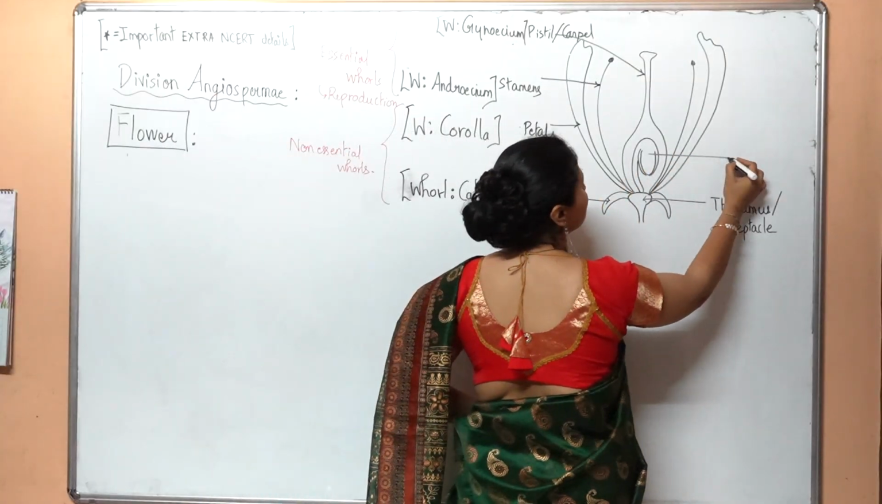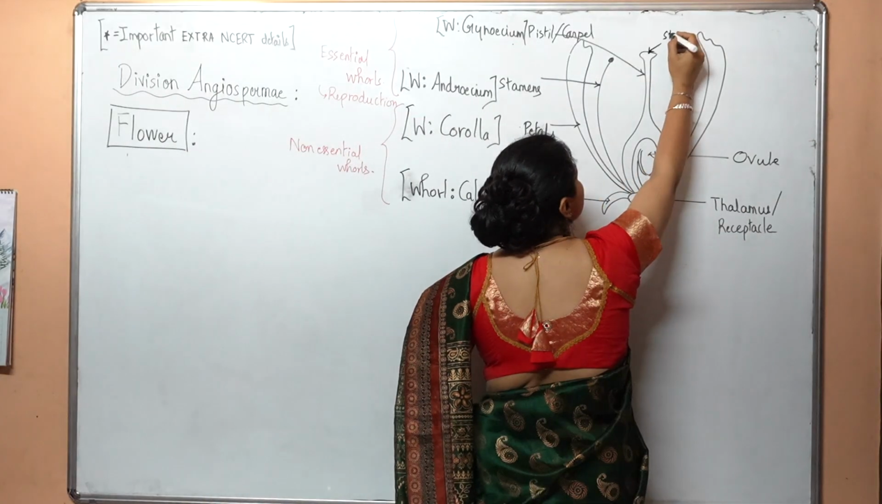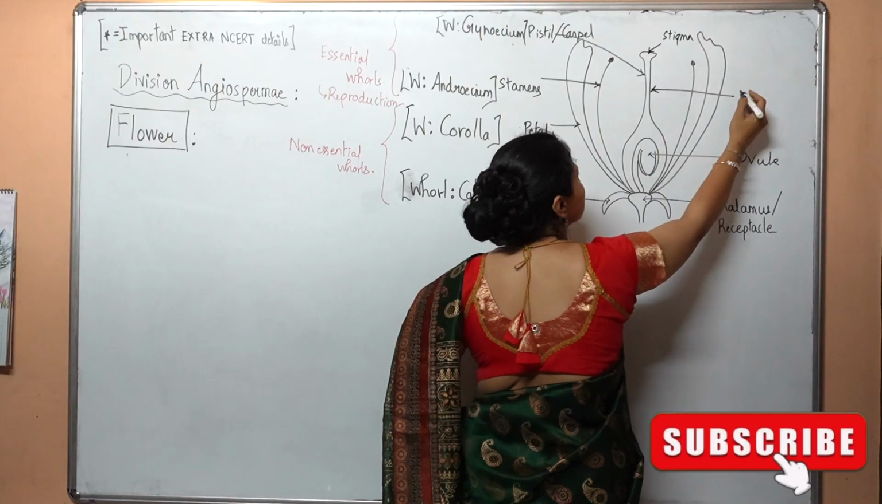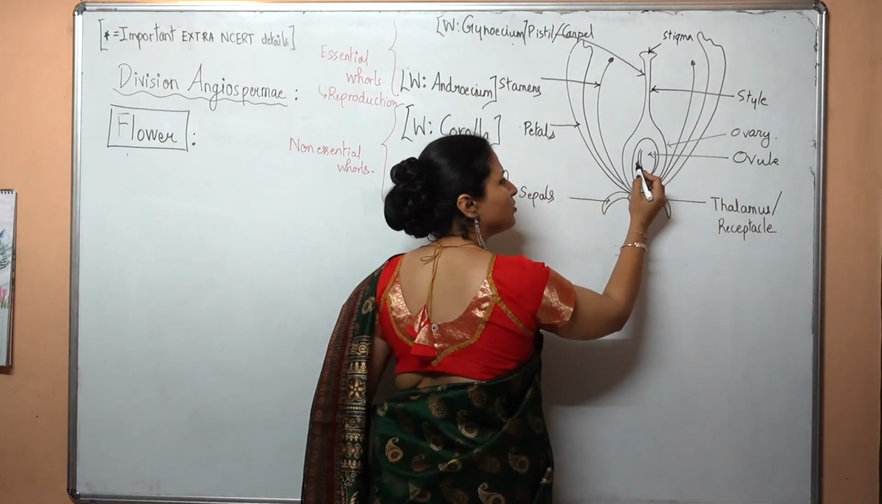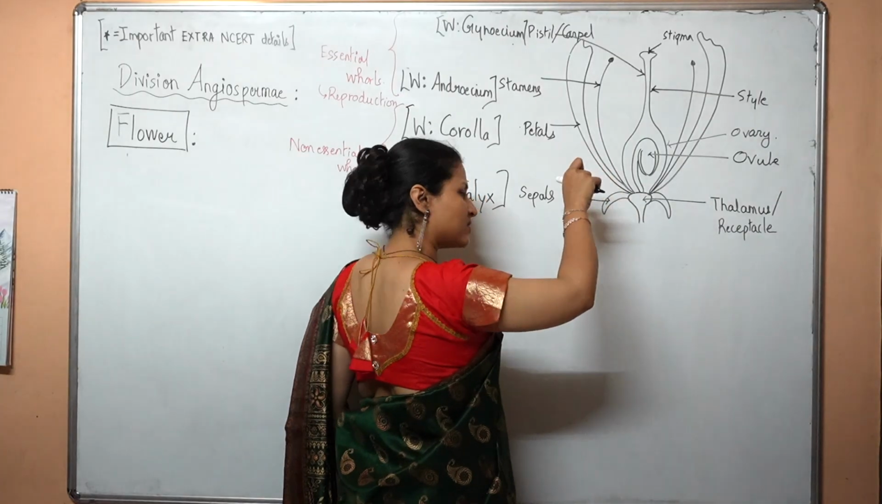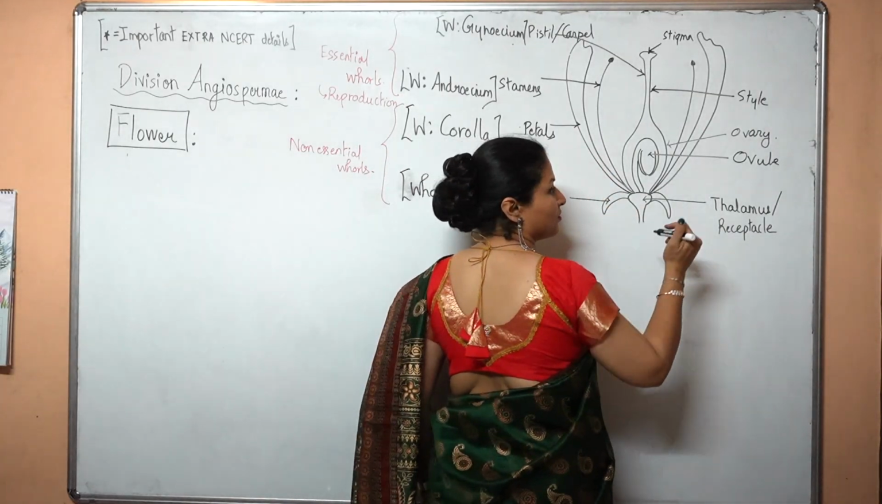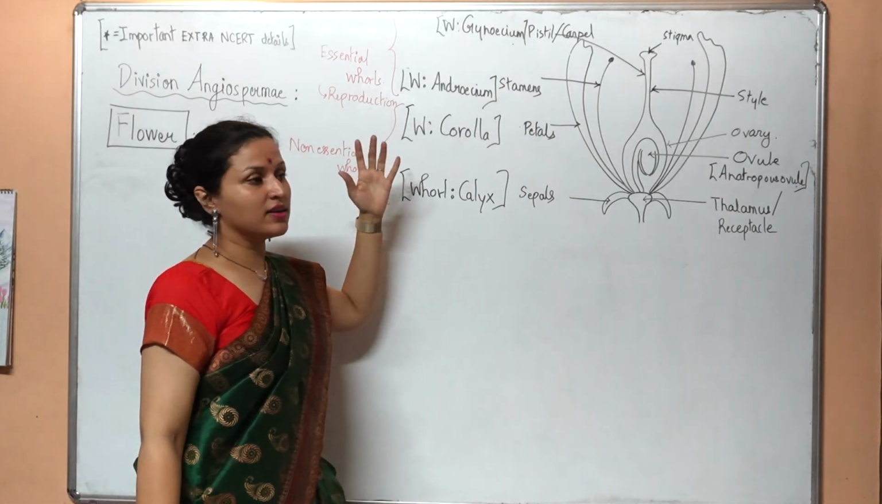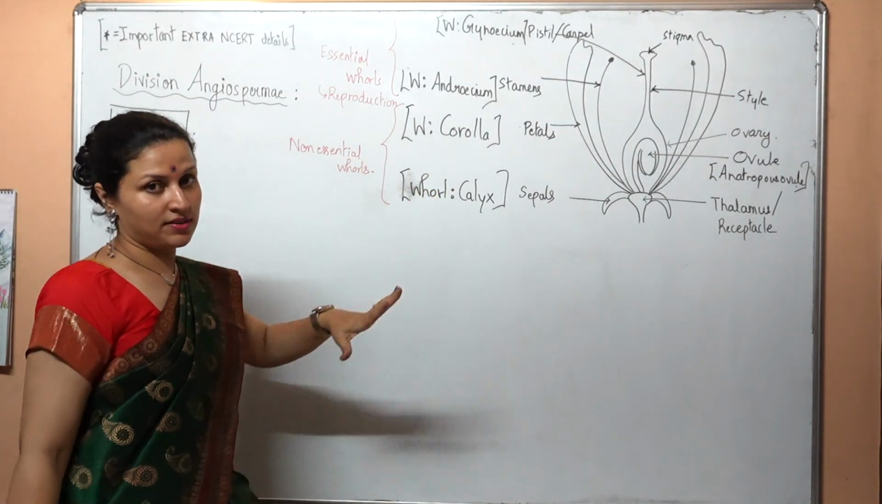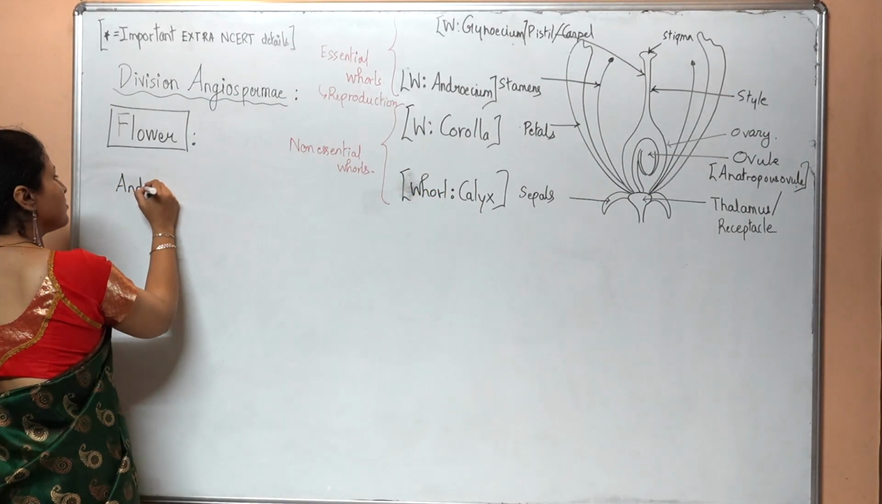This is the ovule. Do you know the different parts of the pistil? This part is called stigma. This is style. This part is the ovary, which is housing the ovule inside it, and it is inverted as you can see. Anatropous ovule. So we will now have a closer look at the essential whorls, the androecium and the gynoecium, and study them in more detail. Okay, I'm looking at the androecium right now.